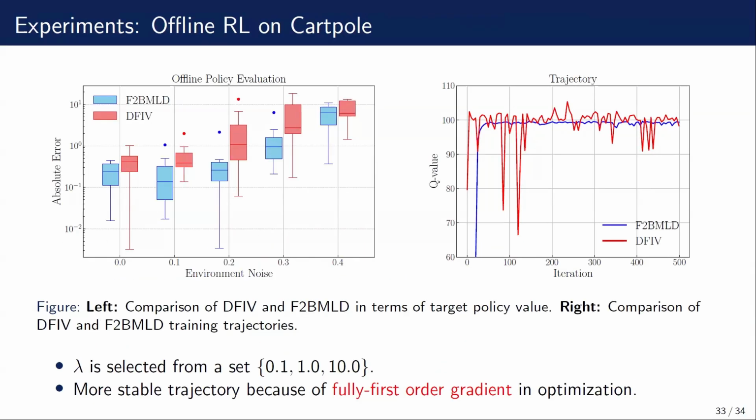Finally, we run our algorithm on an offline RL benchmark, and we compare with another algorithm using neural networks, and we can see we have slightly better results. We have a more stable training trajectory, mainly because we only use first-order gradients in the optimization problems, while the DFIV, as presented here, uses second-order information, so the training trajectory is much less stable.